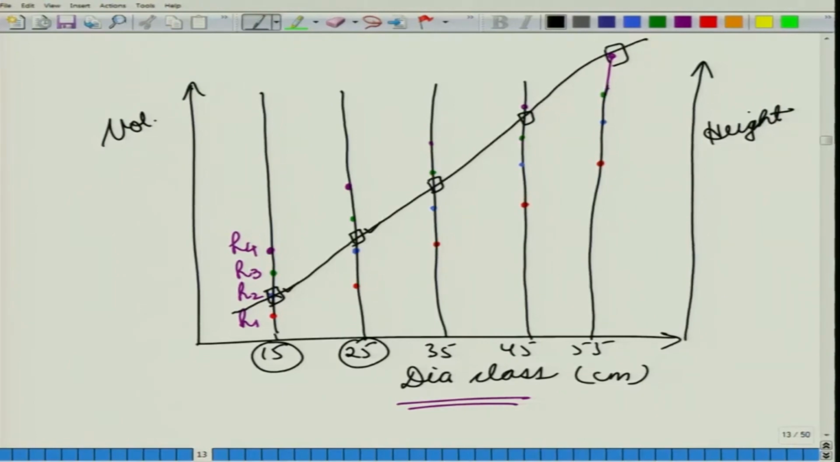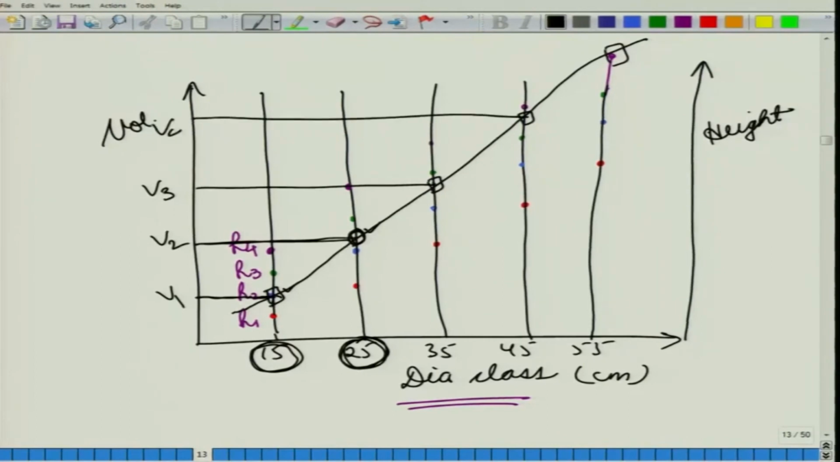Once we do that, we get a local volume curve, because for this diameter this would be the height and this would be the volume. So, this is the first volume, V1. For this diameter class, this is the height and this is the volume V2. Similarly, here we have another volume V3, here we have another volume V4 and so on. So, this curve is called the local volume curve.